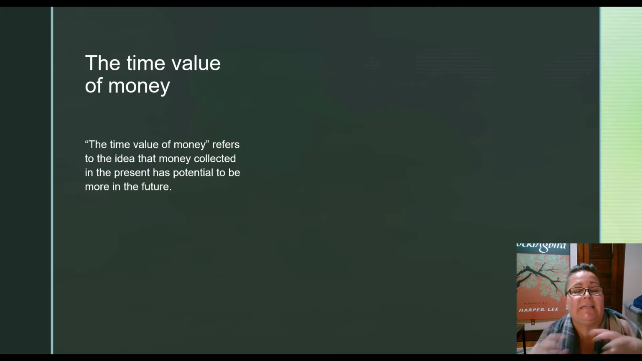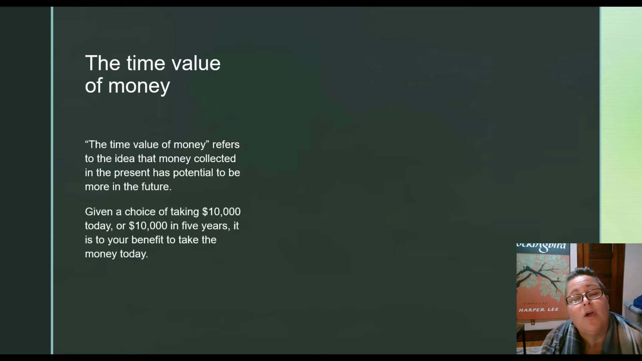So to begin with, the time value of money is a phrase that refers to the idea that money collected today in the present has the potential to be so much more in the future. So money has a value that's dependent upon allowing it time. Putting this a slightly different way, if I have the option of giving you $10,000 today or $10,000 in, say, 5 years, which one would you take?